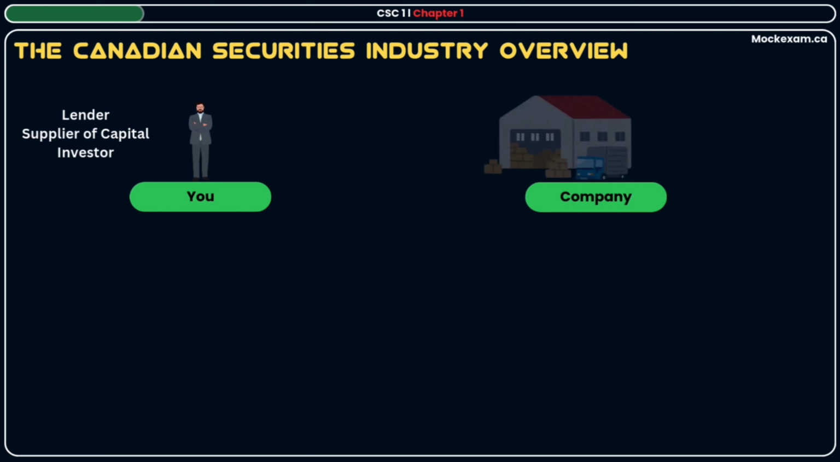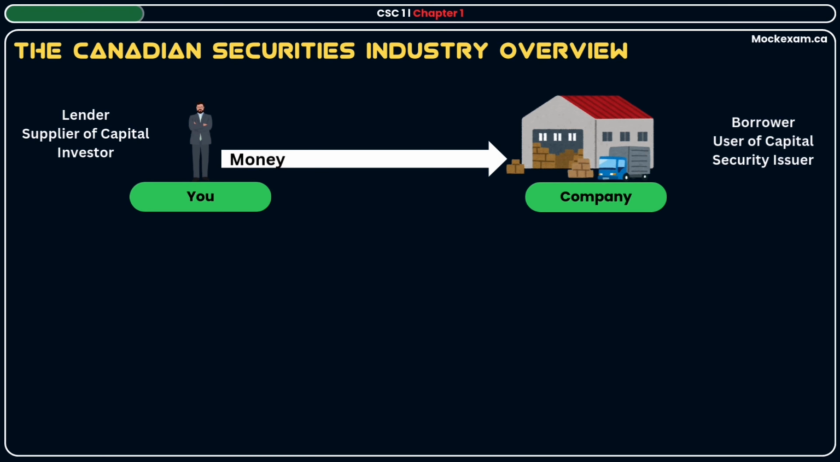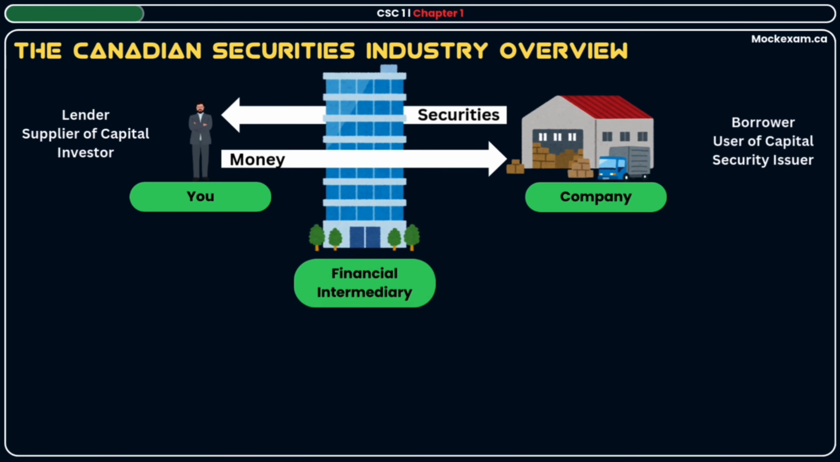Player number two, the company. The company needs money to expand its operation. So the company is called user of capital, or borrower, or security issuer. Now, how do you and the company connect? This connection occurs by a financial intermediary that stays between you and the company.